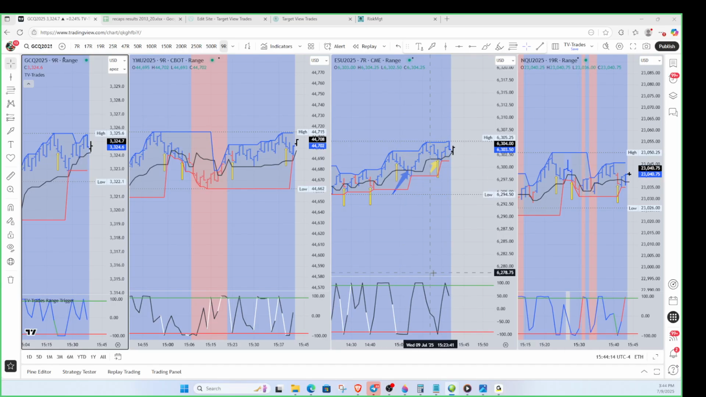And the ES had a long trade from back here a few minutes ago. That is too late to get into. The Russell had a long trade from right here a few minutes ago. That's too late to get into. The gold doesn't have anything.